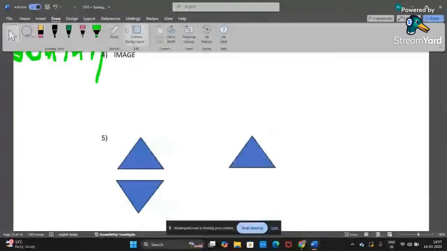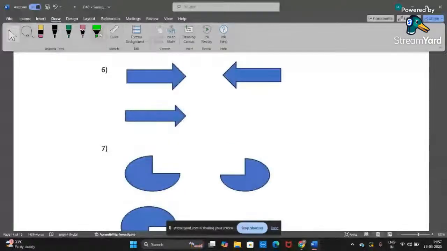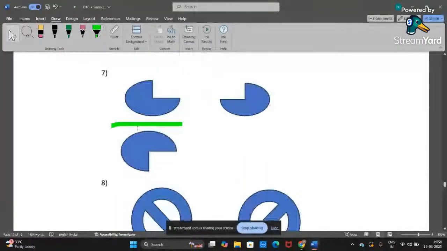See, if the mirror is placed here, the mirror image will be like this. If the water is placed here, the water image will be like this. Same way, if the water is placed here, then the image will be like this. Even here also, if you place the mirror, the image will look the same. If the mirror is placed here, then the image looks like this, right?